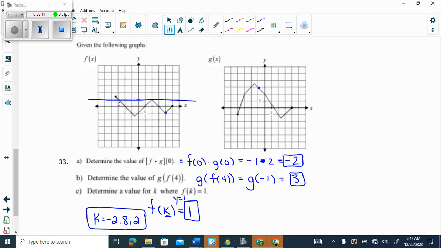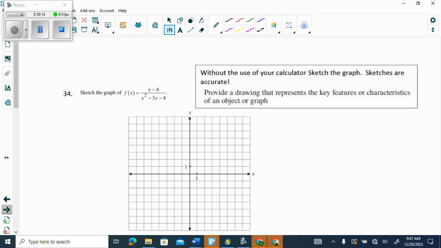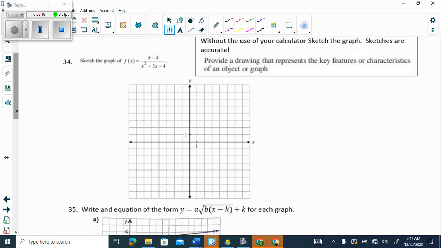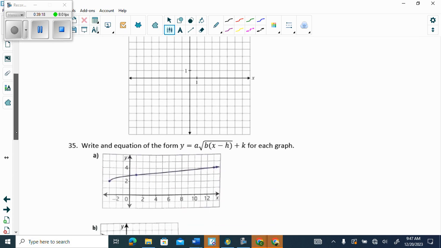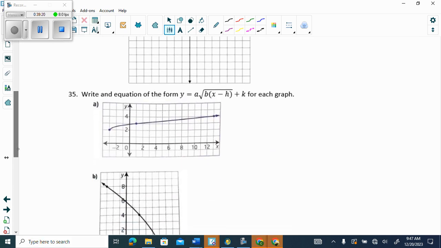Okay. So you guys can sketch these. We'll deal with that in a second. I want to go through some equation writing before you guys bolt, please.